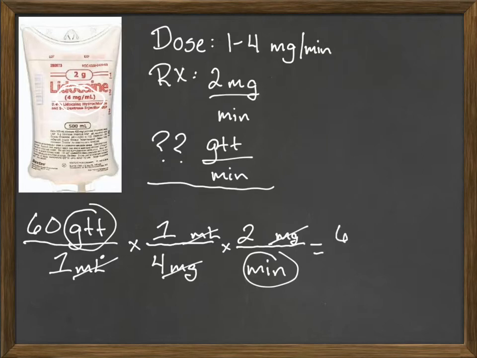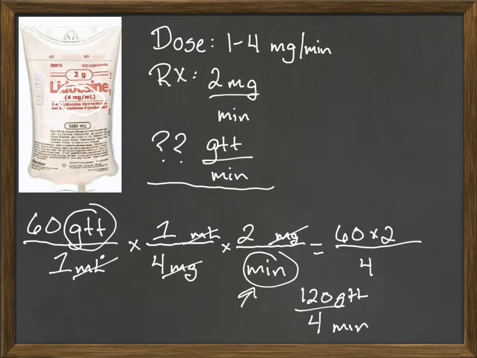So this would be 60 times 2 over 1 times 4 times 1, so over 4. Then we can break it down even further to 120 over 4. That's 120 drops in 4 minutes based on our units that were still left here. So breaking that down, that would be 30 drops per single minute.